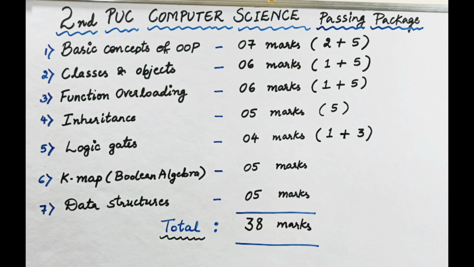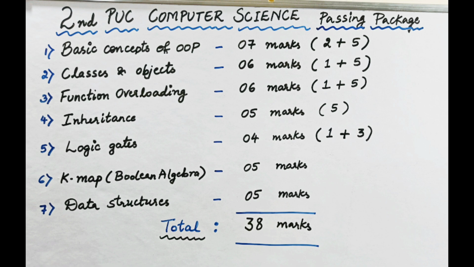And if you want to score still more marks, then you can concentrate on a few more chapters, which are logic gates, data structures, some simple questions, and K-map, that is from Boolean algebra. So if you concentrate on these 3 chapters, you can score a total of 14 marks. So you can add plus 14 to your 24 marks. So you can score 38 marks in total. So that will be your complete passing package.